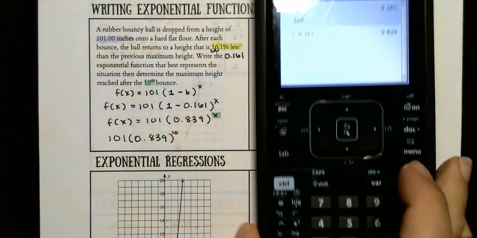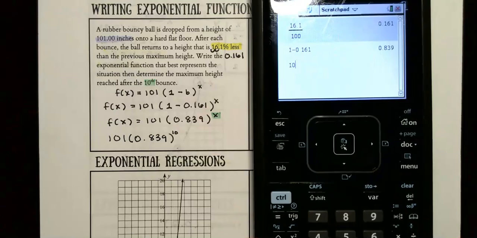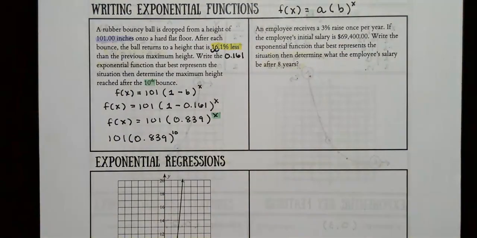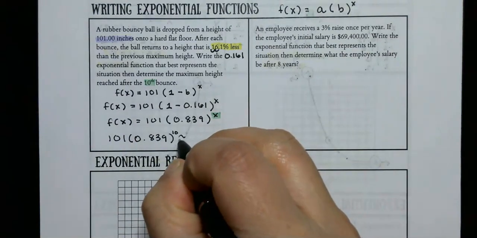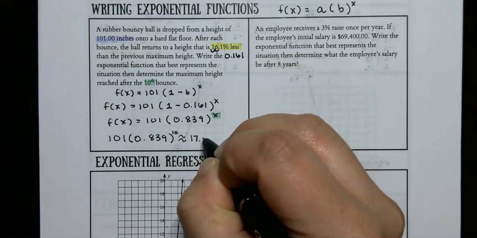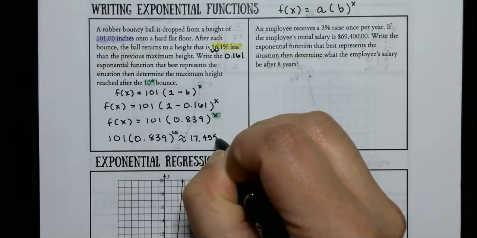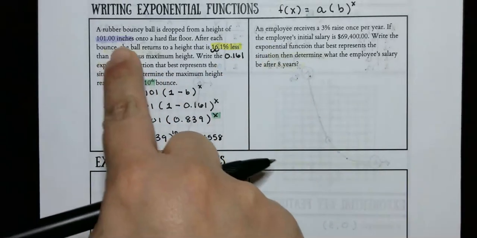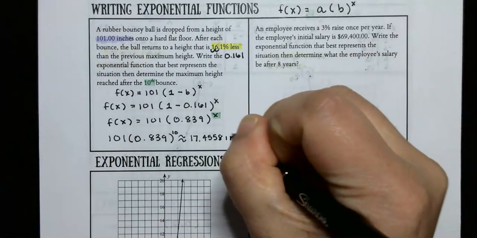And then from here we can just type this in. So we have 101, 0.839 raised to the 10th power. And so for this one it's going to be 17.4558. And so it doesn't really tell us if we need to round it. So let's go ahead and write it in. 17.4558. And then this is going to be inches.